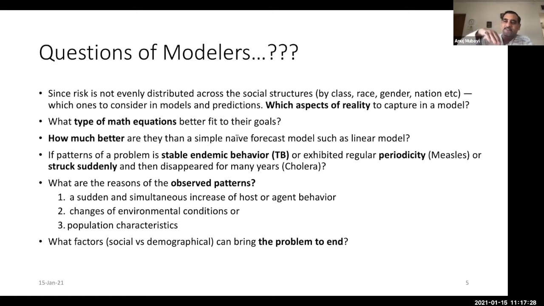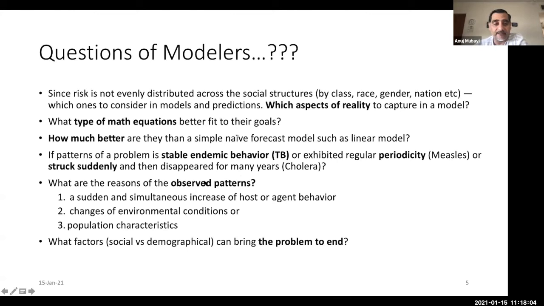Periodicity, whether the system is behaving. So things that you are generating in the form of models are coming from a reality. So if the reality has a more stable path of behavior of whatever problem you are interested in, or it is exhibiting regular periodicity, like measles outbreak. TB stands for tuberculosis, for example. Outbreak of tuberculosis is stable, it doesn't change quite a lot, or strikes suddenly and then disappears for many years, like cholera outbreak, for example.